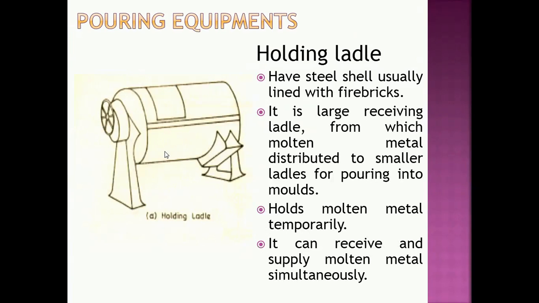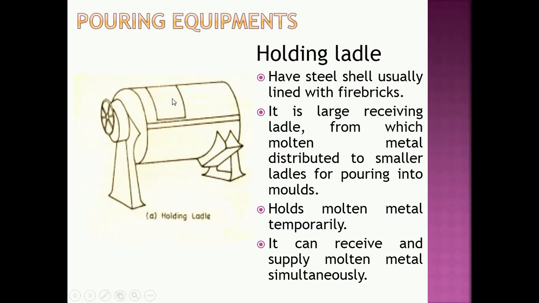Now in the next part we will see the pouring equipment. The first equipment is a holding ladle. The function of this holding ladle is to hold the molten metal taken from the furnace. It acts as a midpoint between the furnace and the small ladles, that is the one-man ladle, two-man ladle and shank ladle. All these are the other ladles into which we take metal from this holding ladle.